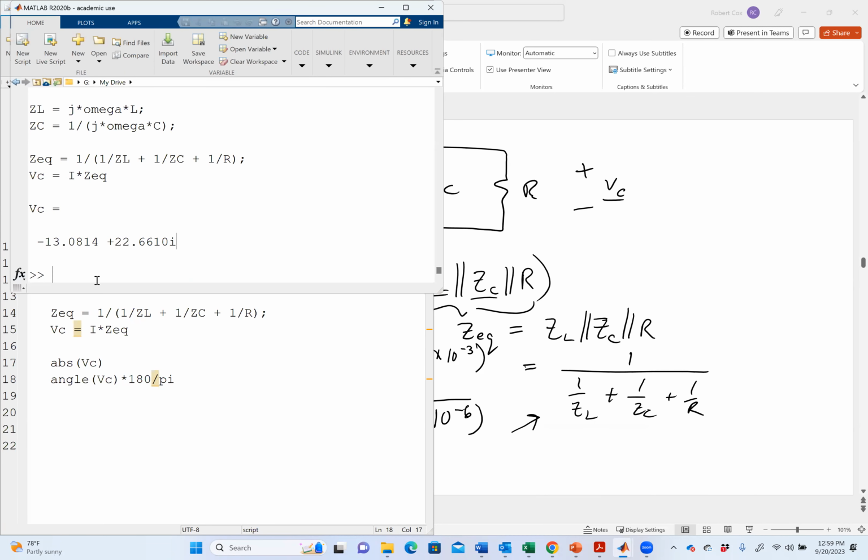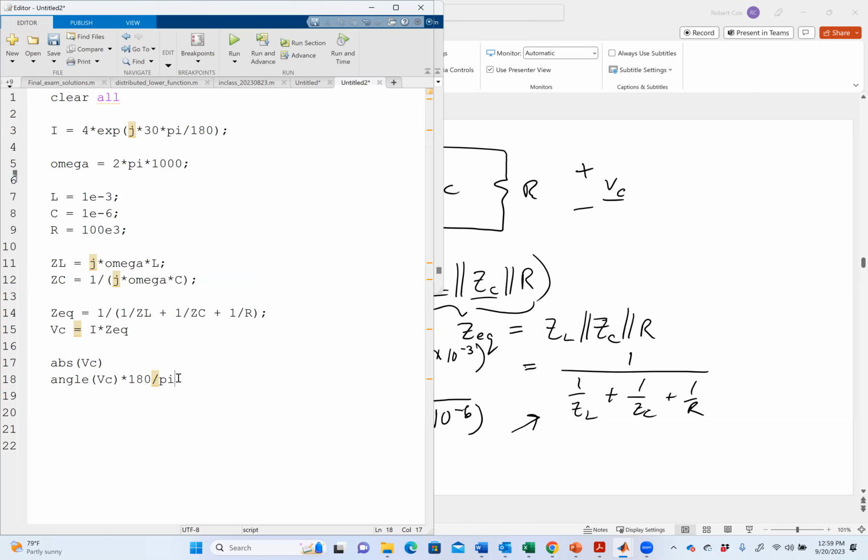Now, before I run this, I want to ask you guys intuitively, if I'm looking at this guy, -13 plus 22j, what quadrant is this guy in? Two? Quadrant 2. So the angle should be between what and what? 90 and 180. Okay. And so let's see if it does that.